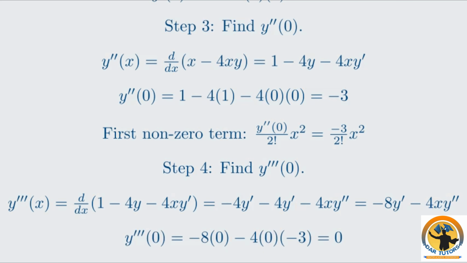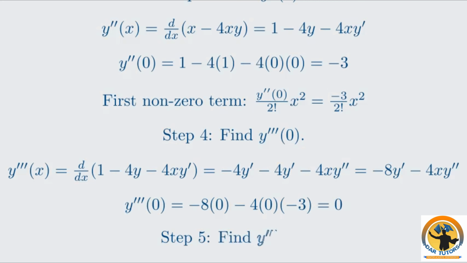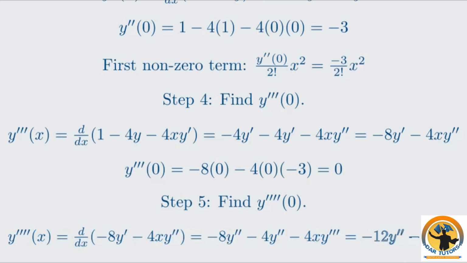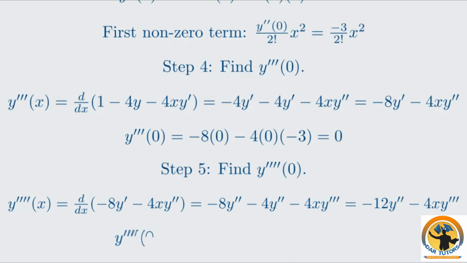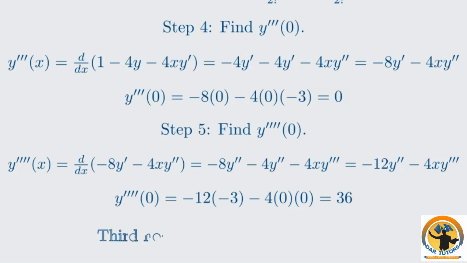We must continue to the fourth derivative. Differentiating y triple prime of x gives y quadruple prime of x. Substituting our known values gives y quadruple prime of 0 equals 36. Now we have our third non-zero term.